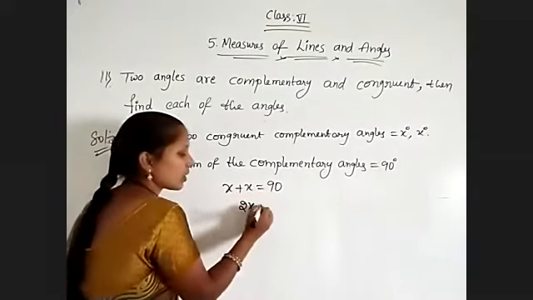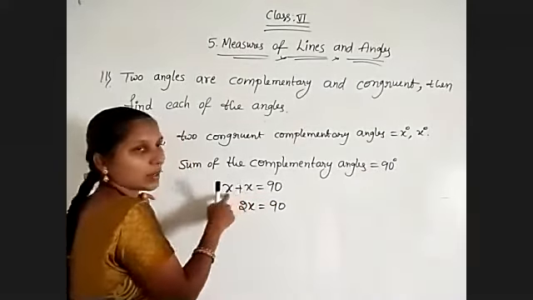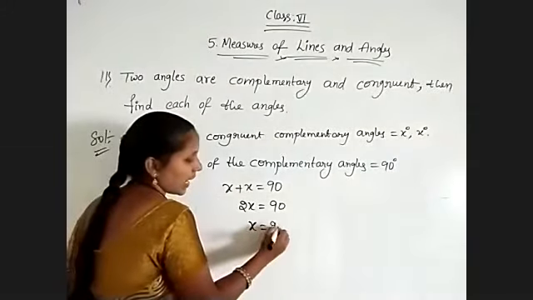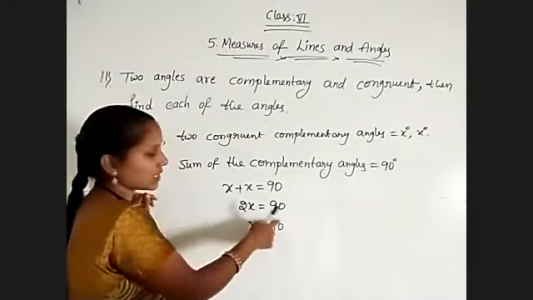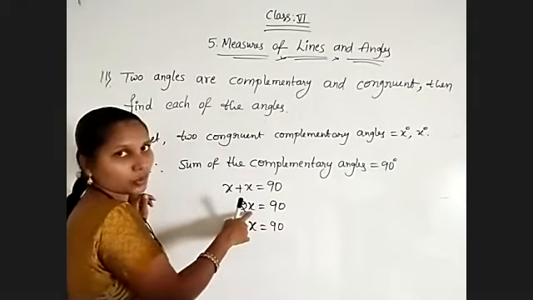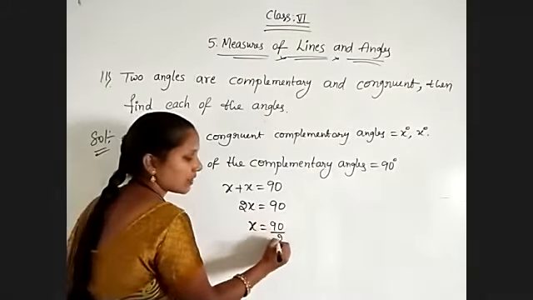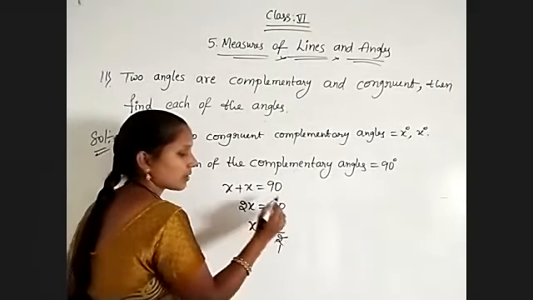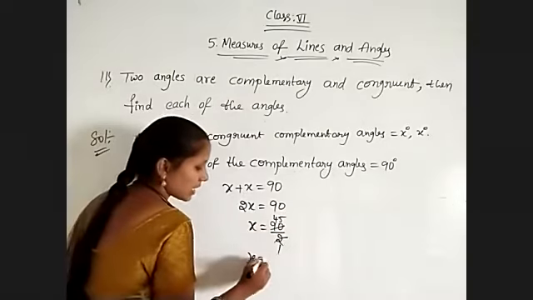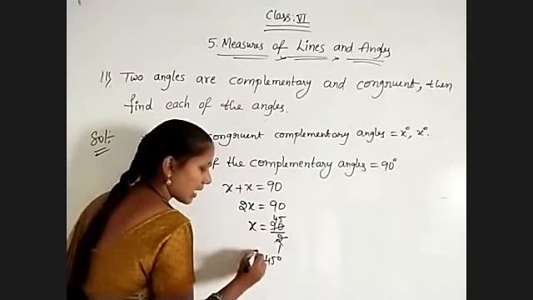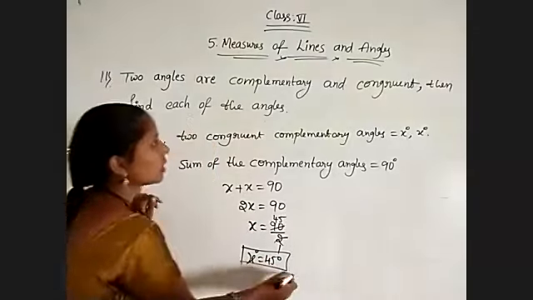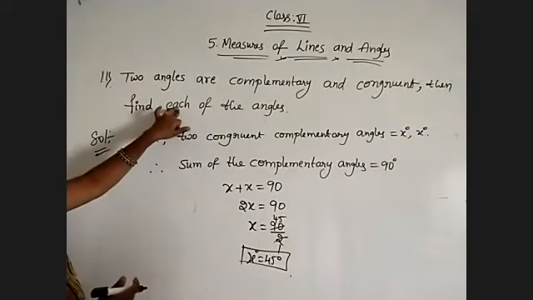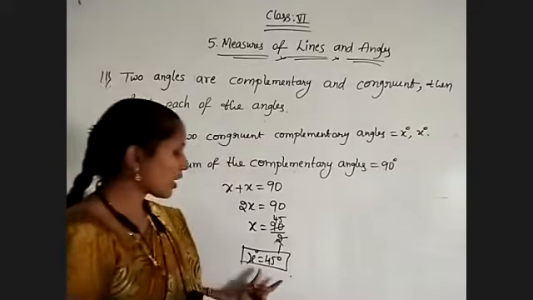2x is equal to 90. x plus x, 1 plus 1, 2, no? So 2x equals 90. We bring this 2 to the other side, and between 2 and x it is 2 into x, so by bringing it to this side it becomes division. 90 by 2, 2 fours are 8... 2 ones are 2, 45. So x is equal to 45 degrees. And the other angle is also x itself. So the two complementary angles which are equal in measurement are 45 and 45.